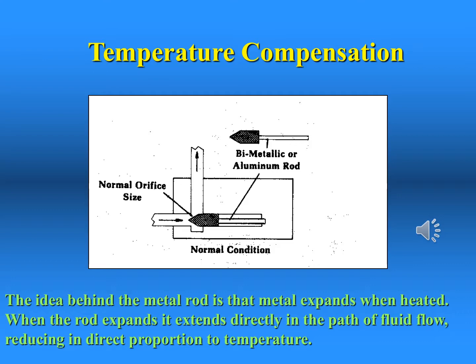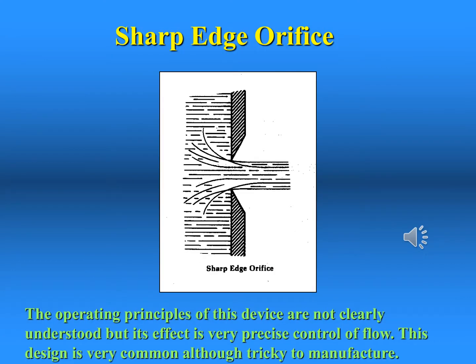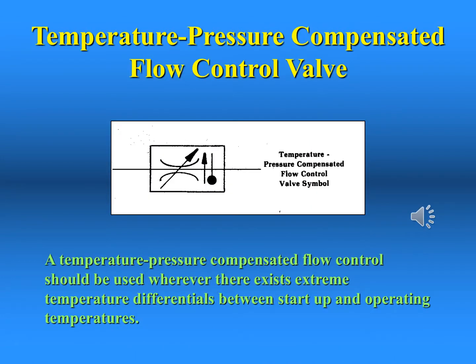This type of temperature compensated flow control valve is called a sharp edge orifice. When discussed in certain textbooks, the writers state they do not fully understand how it works. However, once adjusted, this valve ignores changes in viscosity caused by temperature increases and keeps oil flow constant. This schematic symbol shows a flow control with a combination of pressure and temperature compensation.